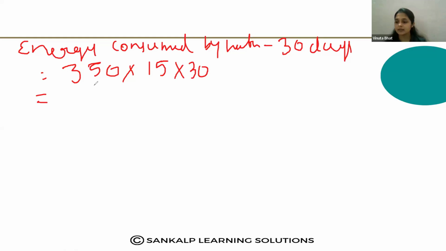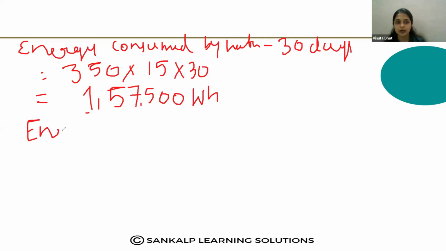Just multiply 350 into 15 into 30. That is equal to, I will directly write the answer, 1,57,500 watt hour.